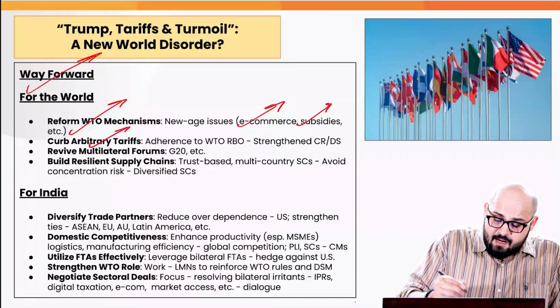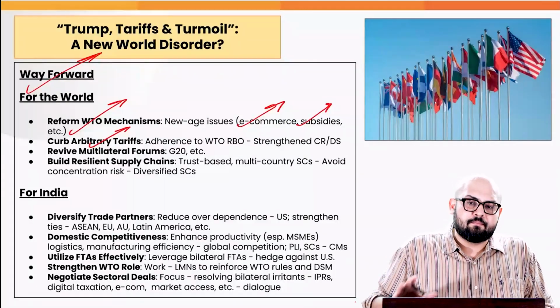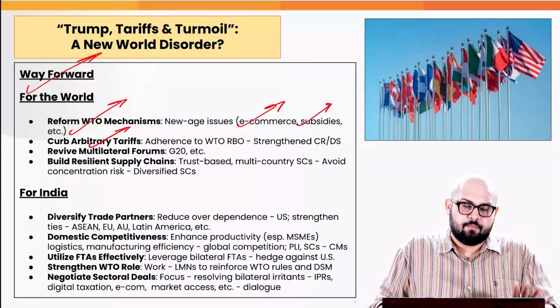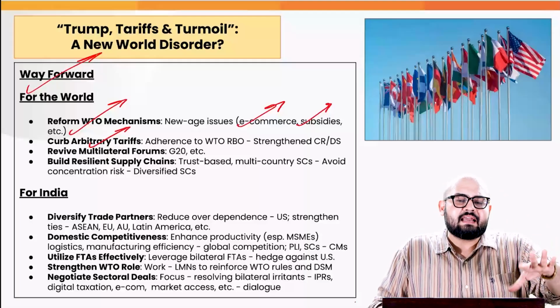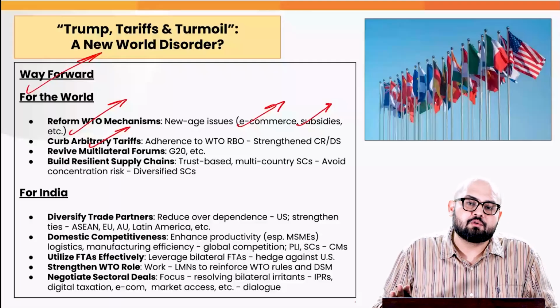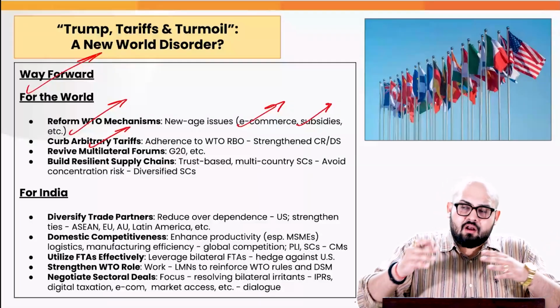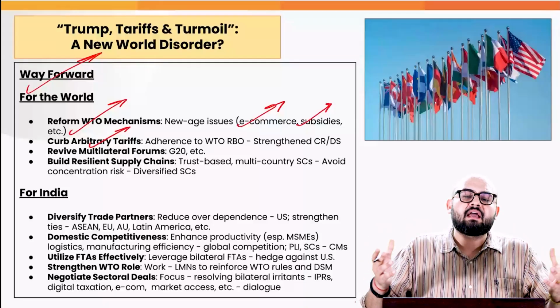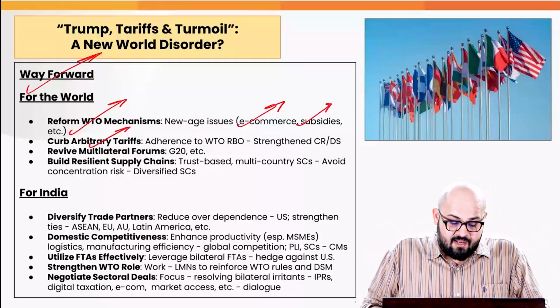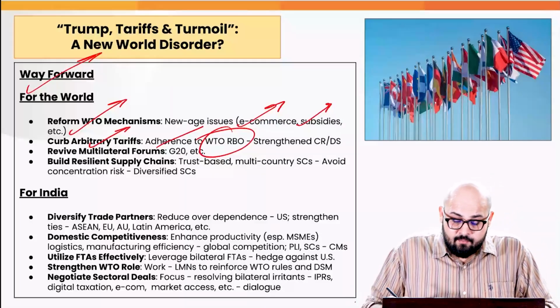Next is curb arbitrary tariffs. The kind of unilateral tariffs which the US has imposed should ideally not be imposed, right? Again, the US may be right at one instance that other countries are imposing, so I should also do that. But countries should not adhere to that, because if all countries did like that, there would be a trade war and it would affect the whole global economy. And there has to be adherence to the WTO rules-based order.